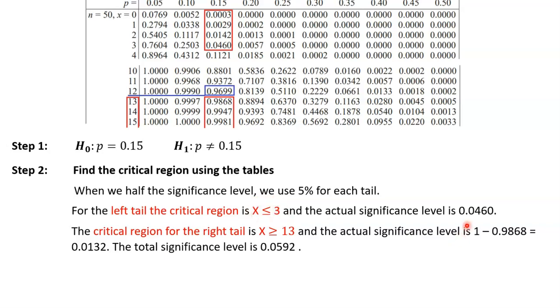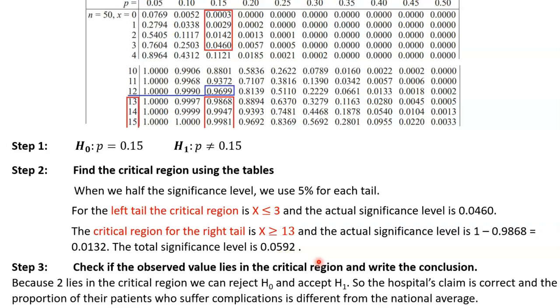The actual significance level of this region is 0.046. The critical region for the right tail starts from 13, so all the x's more than or equal to 13, and the actual significance level is 0.0132. So the total significance level for this test is 0.0592. And the 2 people who suffered complications is in a critical region.